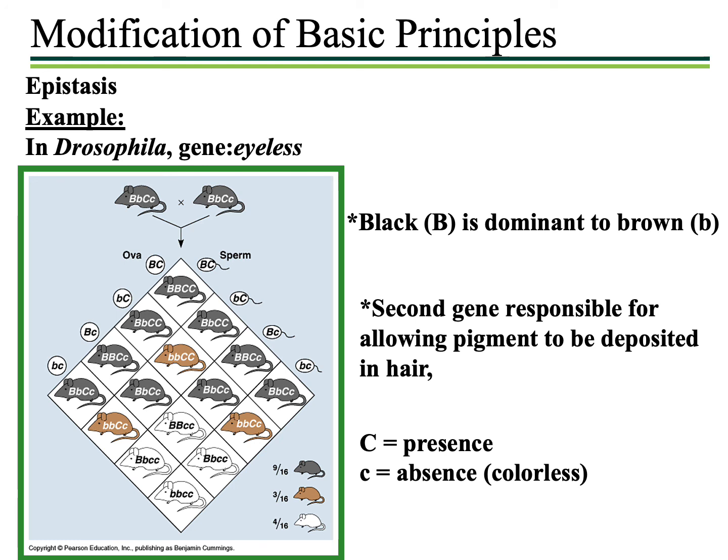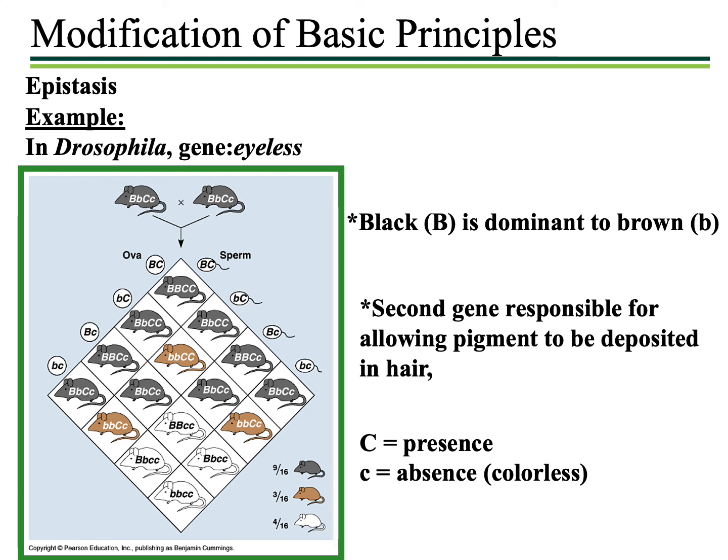The second gene in this example is one that is responsible for allowing the pigment to actually be deposited in the hair. This too is a classic dominant recessive relationship, where the dominant allows for pigment deposition, so the color to actually go into the hair itself, and the recessive, which is the absence, does not allow for the pigment to go into the hair. So the only way you will have a colorless mouse, hence a white mouse, or the absence of pigmentation, is in the homozygous recessive genotype.